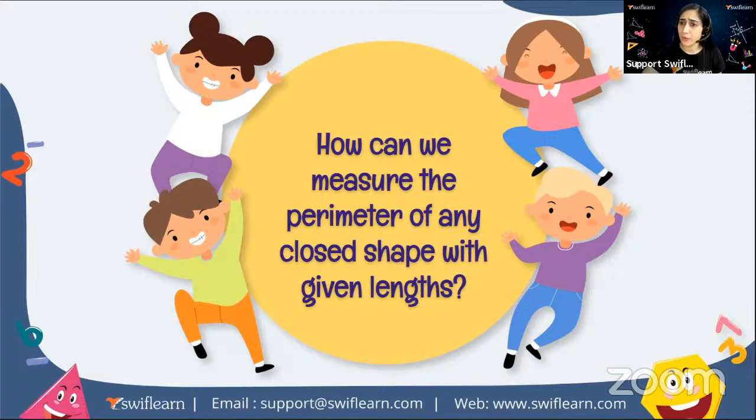So how can we measure the perimeter of any closed shape of a given length? How do we calculate? It can be any shape. This time I've only taught you rectangle. It can be a square, it can be a triangle. There are multiple shapes. So we all know the shapes. Let's revise those shapes first.